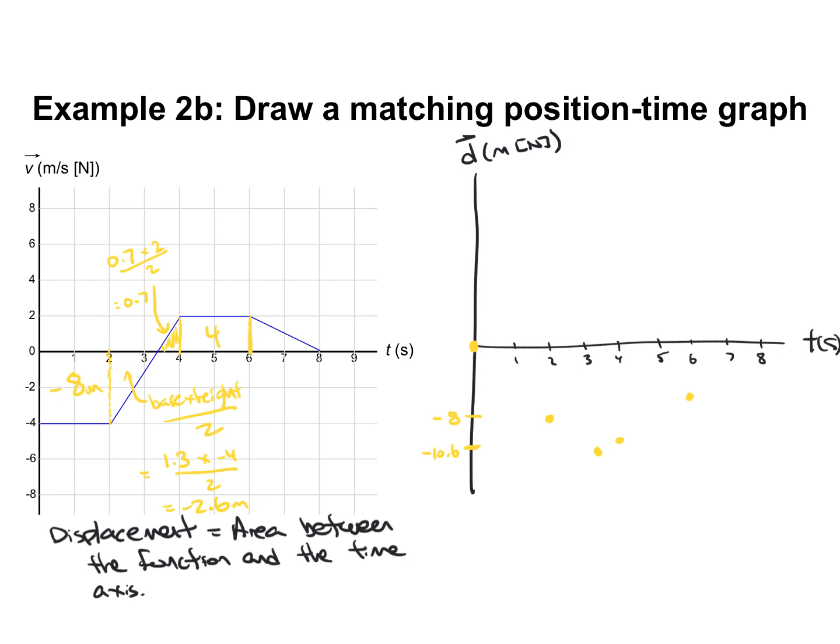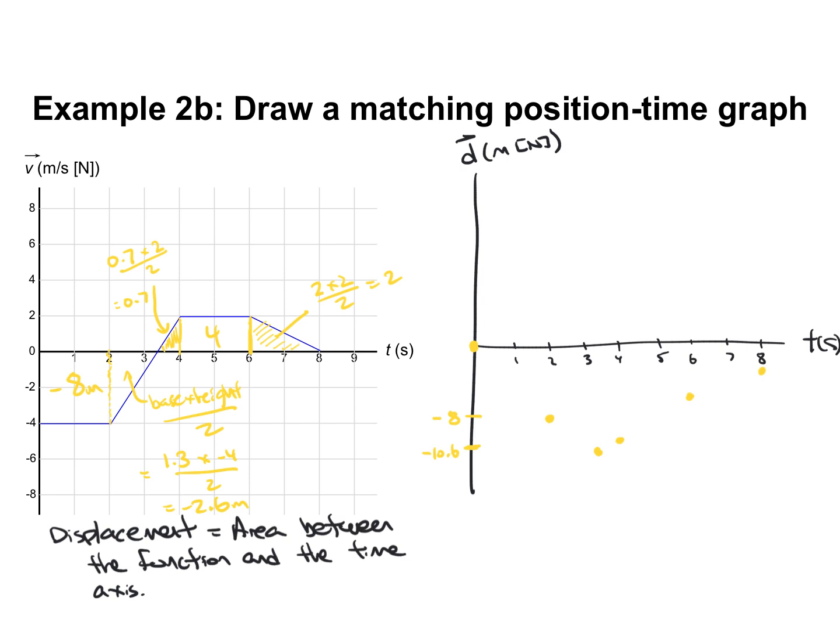And then finally, this triangle here, base times height divided by 2. So the base is 2, height is 2. So base times height divided by 2, 2 times 2 over 2, that's 2. So I go up by 2 more. Okay, and I end up around there. Now I just have to join up these points.